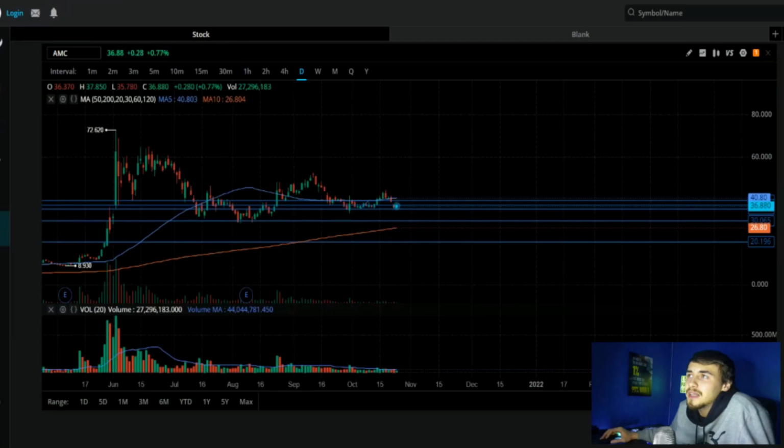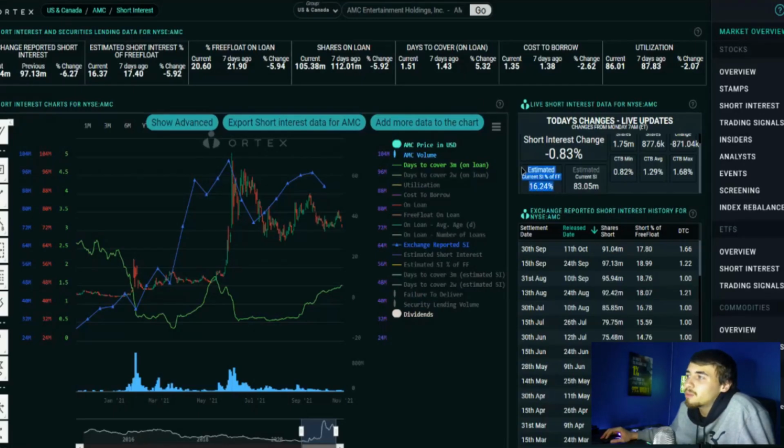Now, let's get into the Ortex data briefly. 16.24% short interest of free float, 83.05 million shares that are sold short. So still very high numbers, and I don't think this Ortex data is actually accurate because they are saying the short interest is going down day after day after day after AMC has pretty much been selling off over the past week or so. So take this with a huge grain of salt.